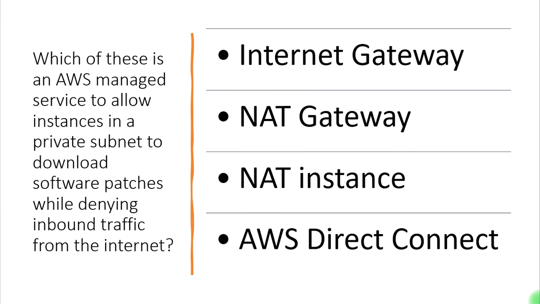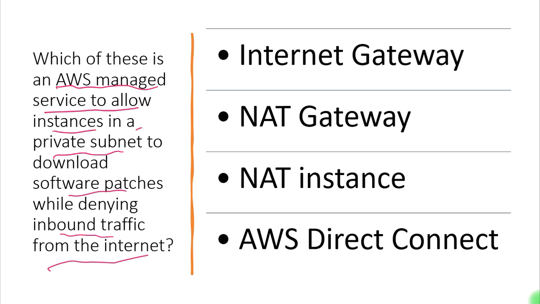Let's talk about this question. This is one of the important questions, and here we will cover three different gateways, or we can say the connectivity-related features available in AWS. So it's related to the networking domain. What they are asking is: which of these is an AWS managed service that allows instances in a private subnet to download software patches while denying inbound traffic from the internet?